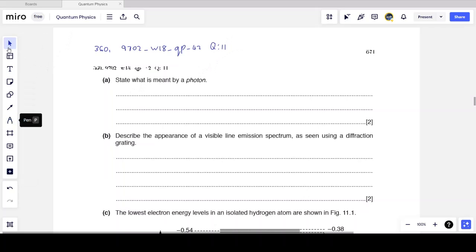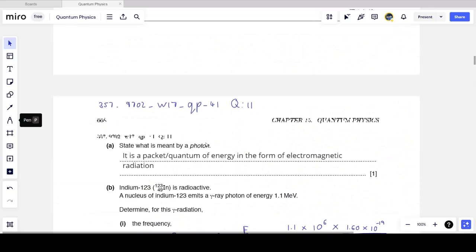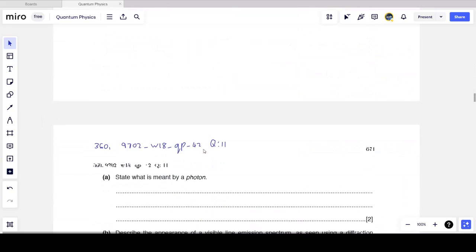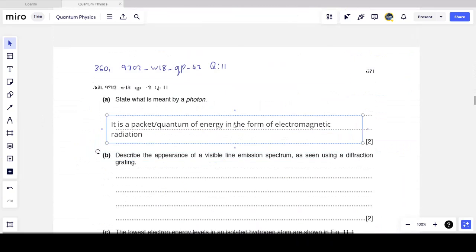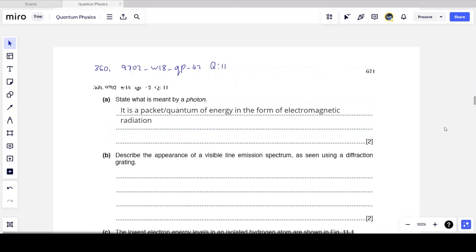But guess what the first question is? State what is meant by a photon. It seems like this question is quite popular. So again, being lazy, I'm going to copy that and paste it in. But unfortunately, you can't do this in an exam, so you have to write it down. It is a packet or quantum of energy in the form of electromagnetic radiation.